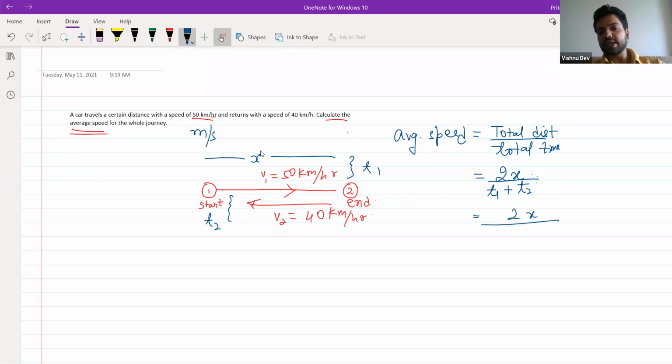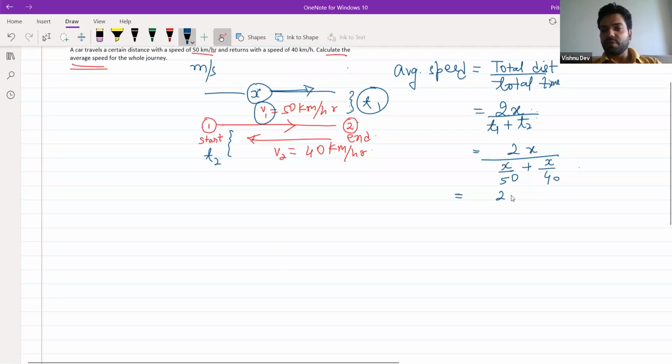Now you can see, if we talk about any journey, we have the information of distance, speed and time. So let us write time in terms of distance and speed. So it will be x by v1, that is 50, and then x by v2, that is 40. This is what you all must have got. Let's try to solve this one.